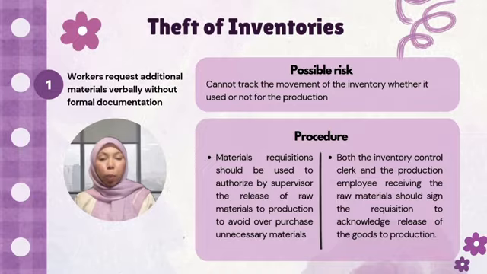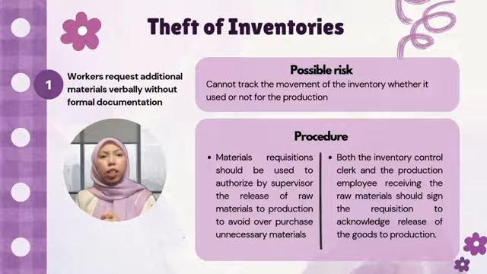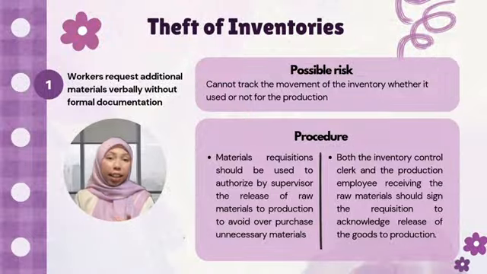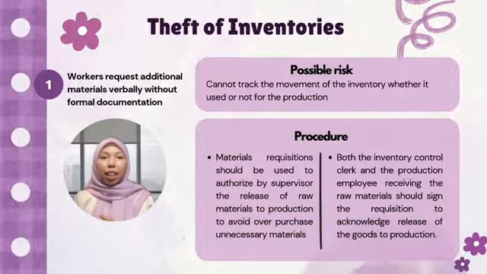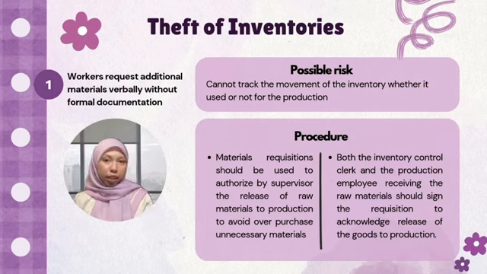To mitigate this, we propose two controls. The first one is that material requisition must be mandatory for all releases and authorized by the supervisor. This ensures that only necessary material is issued, avoiding the over-purchase of unnecessary items. Second, we must implement a dual signature procedure. Both the inventory clerk and the production employee should sign the requisition to acknowledge the official release of goods to production. This step establishes clear accountability and protects the company's assets.